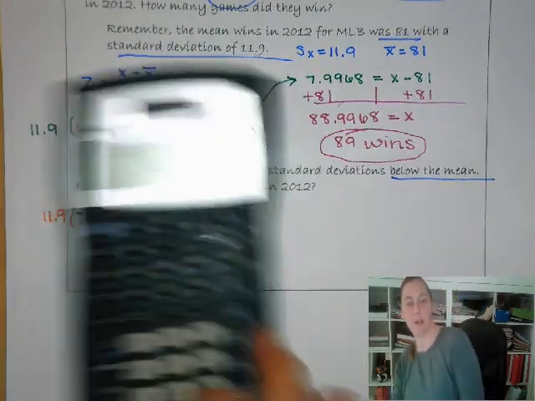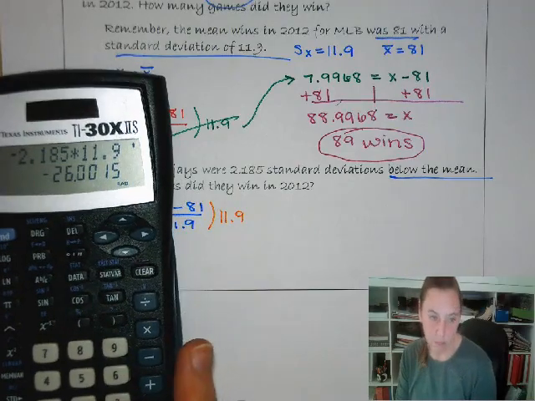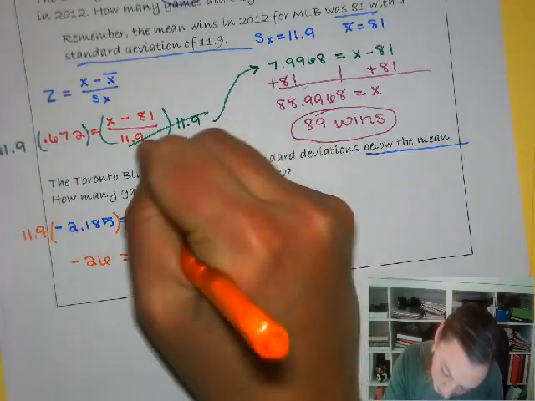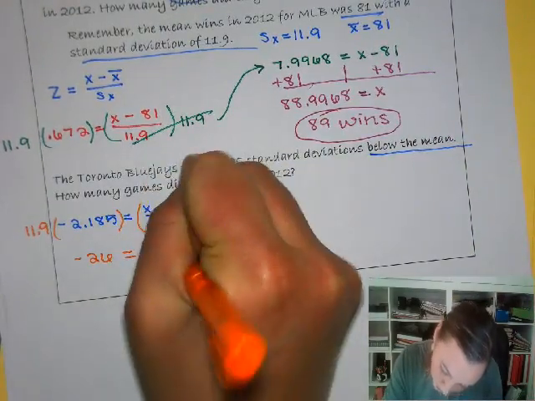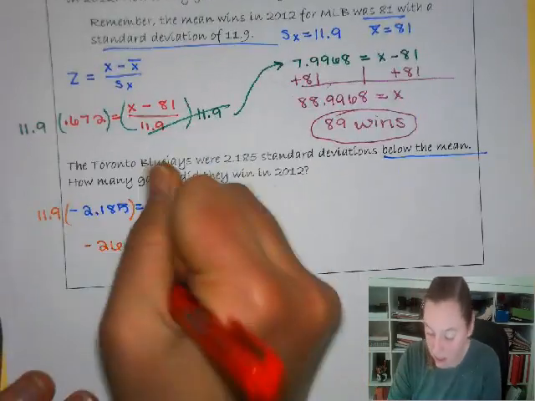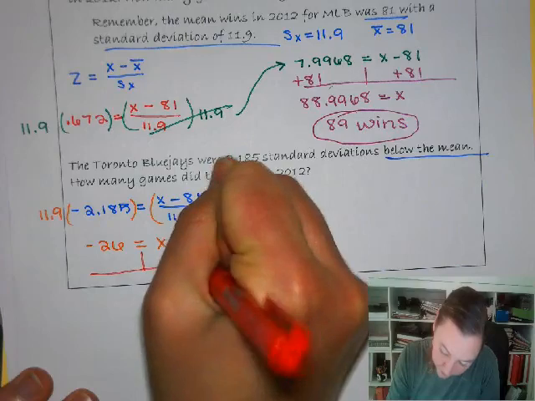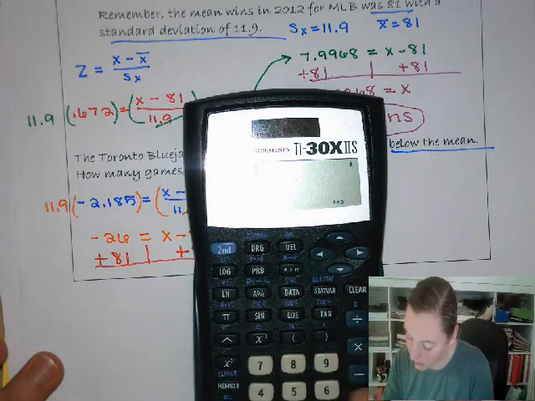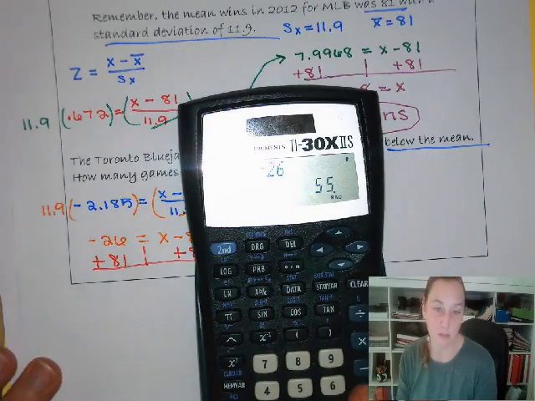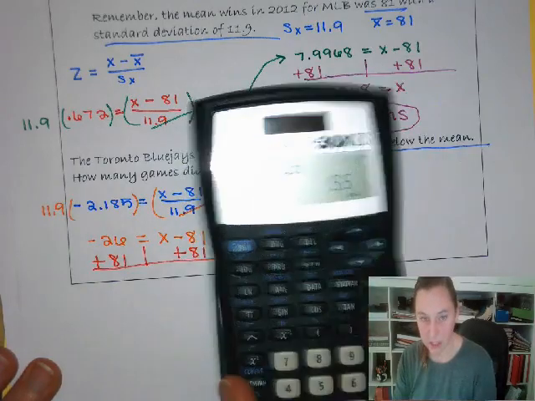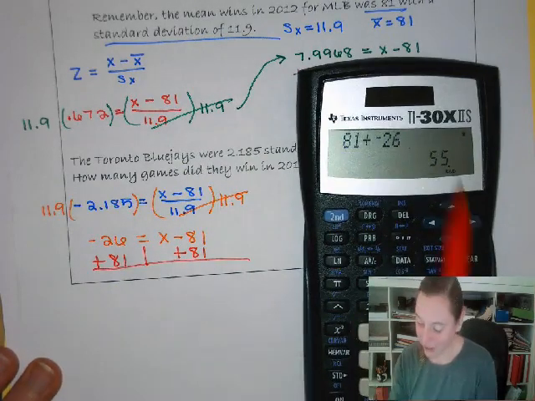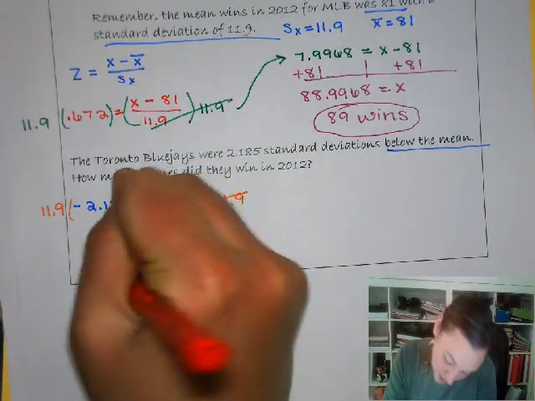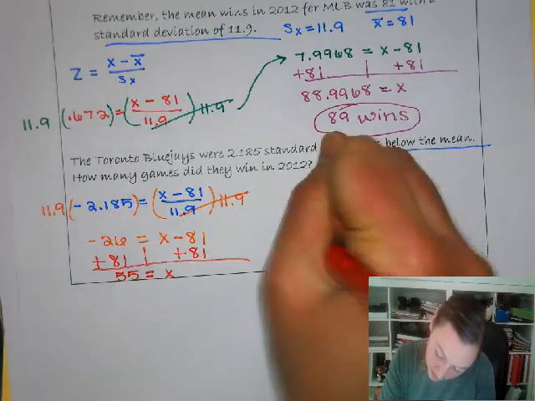All right, so when we multiply those, we get about negative 26. And those go away, and we have x minus 81. Then we're going to add 81 to both sides. And 81 plus negative 26 gives us 55. Sorry, glare is on what I typed in. There we go. But our answer is 55. So we get x equals 55. So the Toronto Blue Jays won 55 games in 2012.